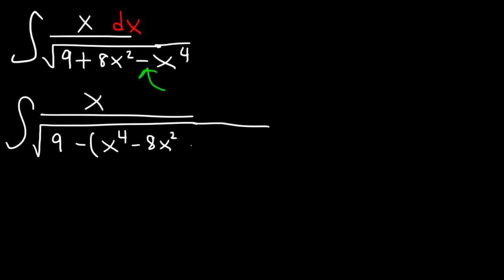Half of 8 is 4. And we need to square it. Now, we've added 4 squared times negative 1 if you distribute it. So we've added negative 16. To undo that, we need to add positive 16. Now let's combine like terms. 9 plus 16 is another perfect square. It's 25.